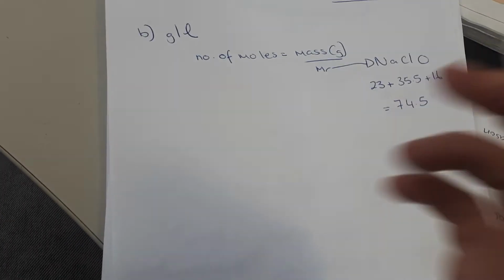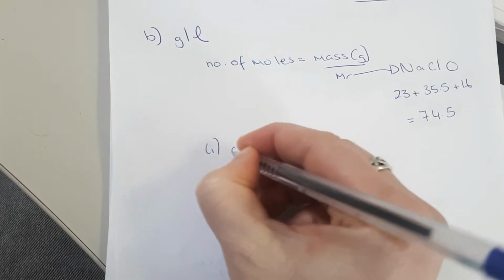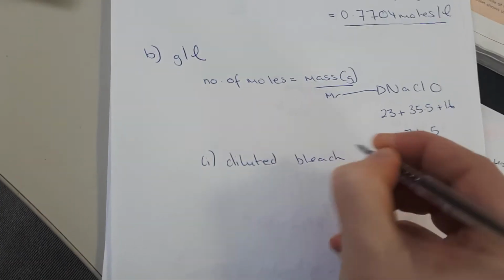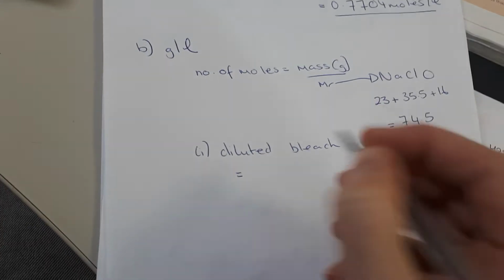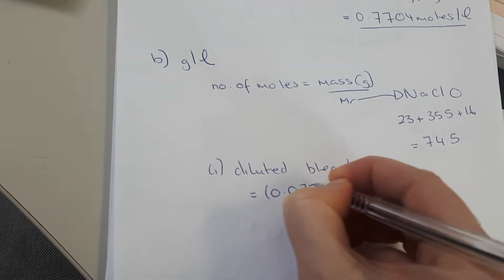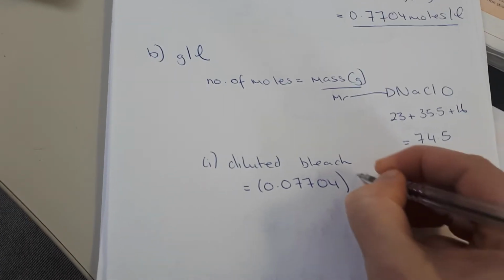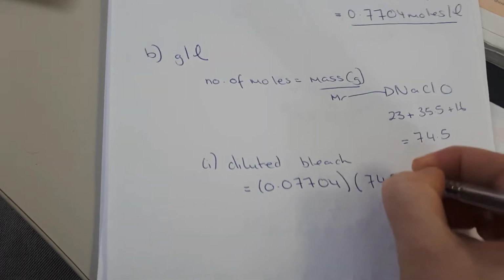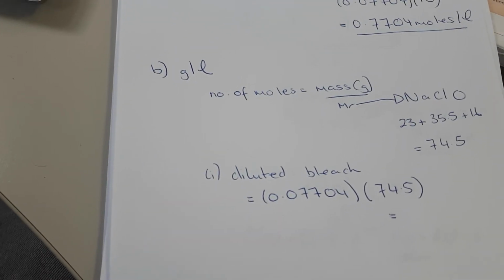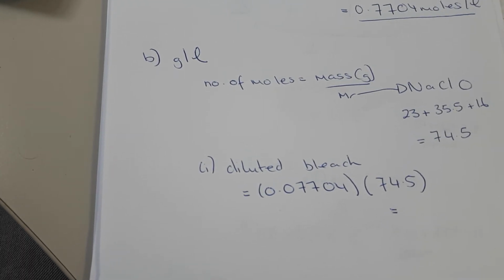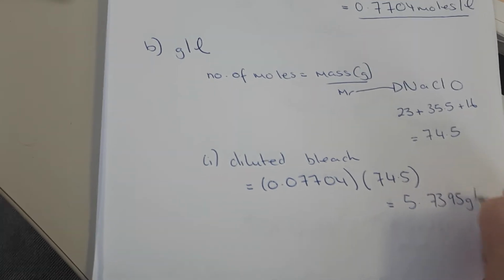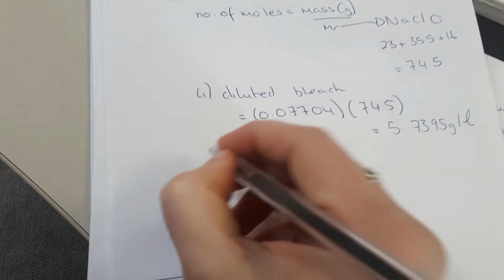Now, again, I am asked for my mass in grams in diluted bleach in this question. So in order to get my mass, I have to use my number of moles for diluted bleach, 0.07704. And I multiply that by its relative molecular mass. And that's going to give me 5.7395 grams per litre. That's in my diluted bleach.